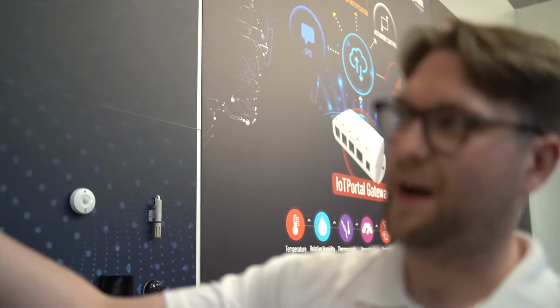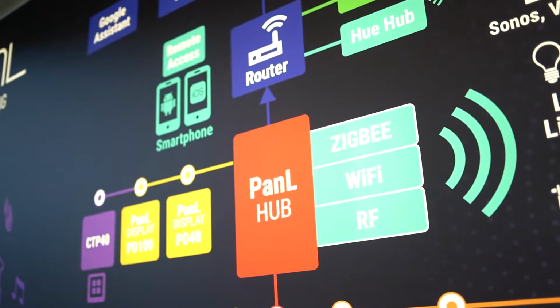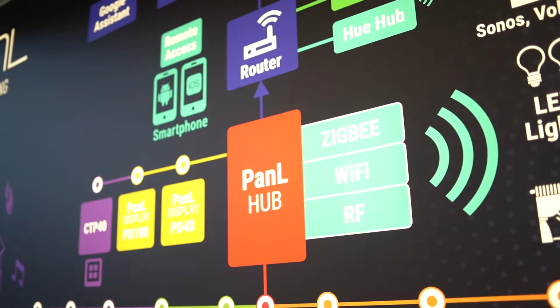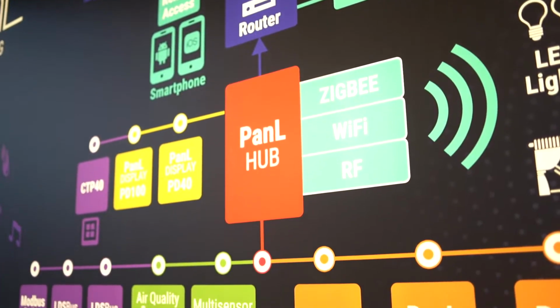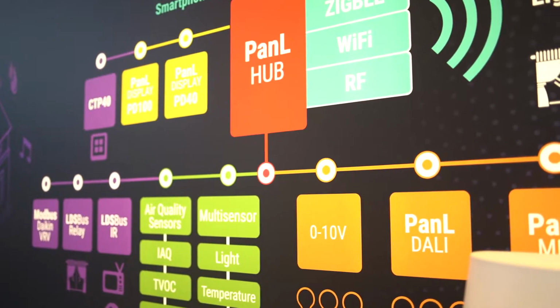Hello and welcome to Bridgetek's booth at Embedded World 2022, where we're looking at our PanL smart living system. The core of this system includes the PanL hub and the PanL PD40, PD100 and CPT40 control panels. The PanL hub also includes Zigbee, Wi-Fi and RF functionality, as well as RS485 functionality, which can be used to control various lighting technologies.